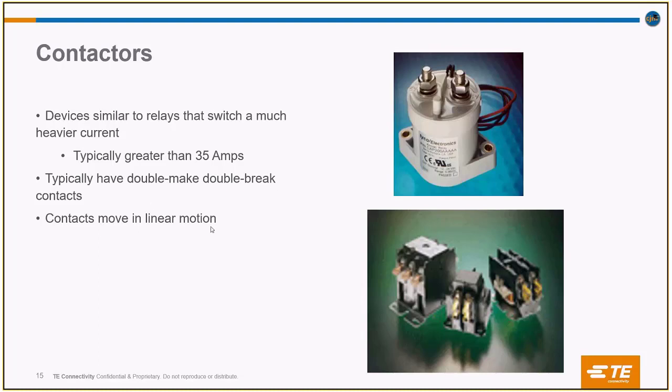Now the contacts move in linear motion. Linear motion is a straight motion. That is what contactors do. Very simple: relays for low current, contactors for high currents.